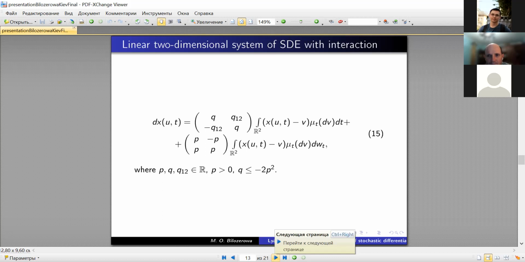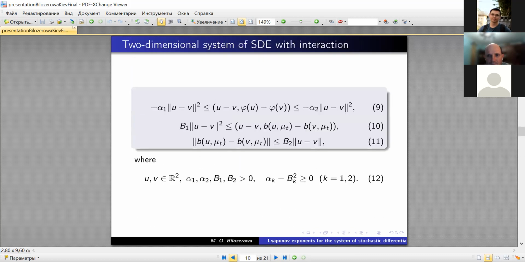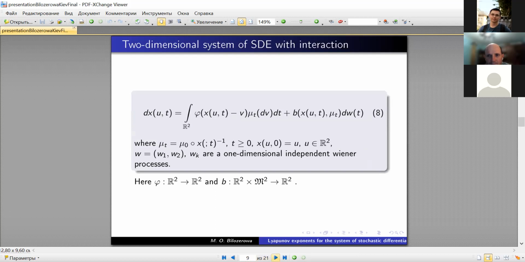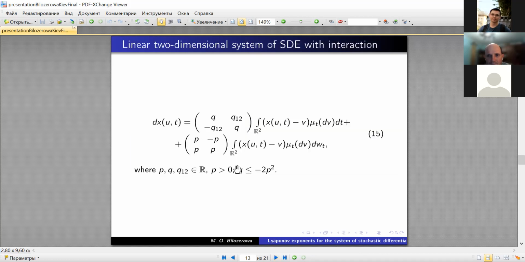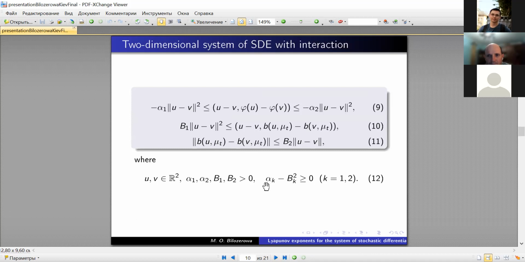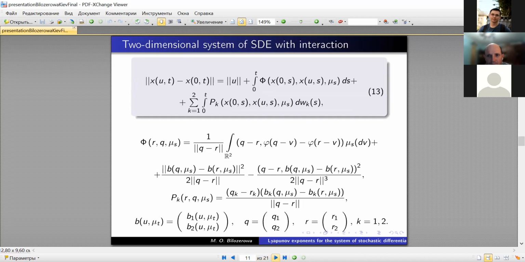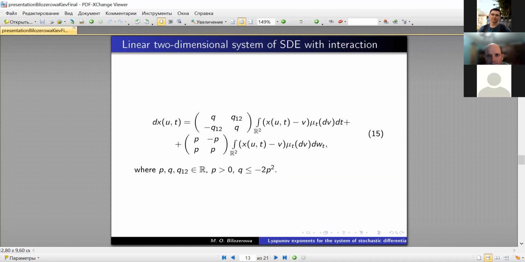But now my point was to use Lyapunov exponents and to calculate it precisely. I considered at first the system 15. It is the linear case of equation 8, and in such a form of these matrices there are only 3 parameters, because of these conditions. So this equation has to satisfy all these conditions, and therefore we can get only 3 parameters and only such a form. And we have that q is negative, and it is less or equal to minus 2p squared. Let us now suppose that q12 is not equal to 0.